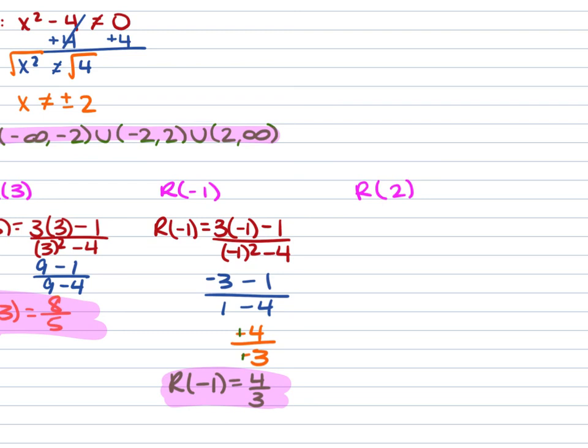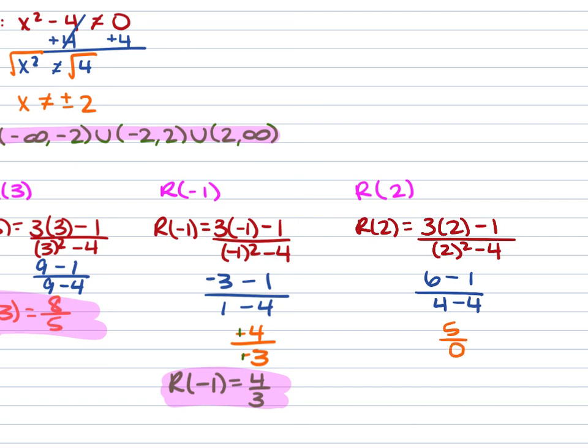For r of 2, you could do this one of two ways. You can either realize that your domain is that x cannot equal positive 2 or negative 2, so this is going to give you no solution, or you can simplify it. If you did r of 2 is equal to 3 times 2 minus 1 over 2 squared minus 4, this is going to give us 6 minus 1 over 4 minus 4. The 6 minus 1 is 5. 4 minus 4 is 0. Anything over 0 is undefined. So we do not have a solution for that one.